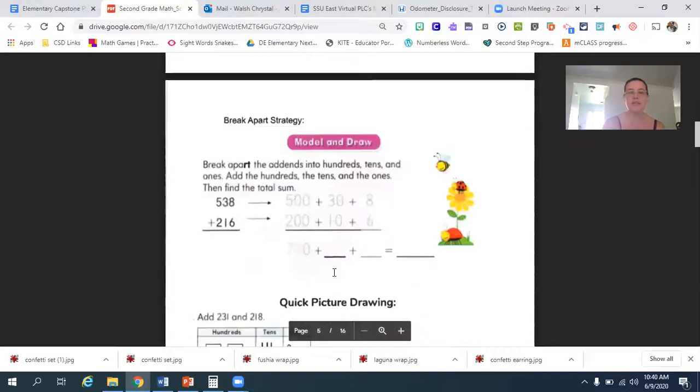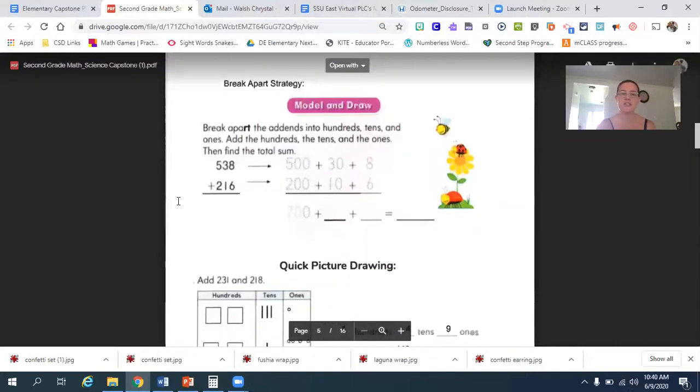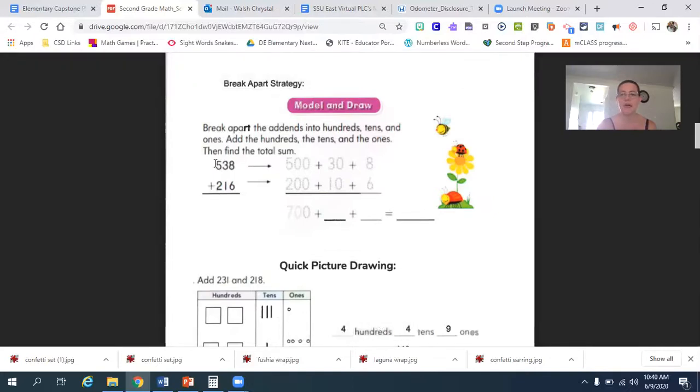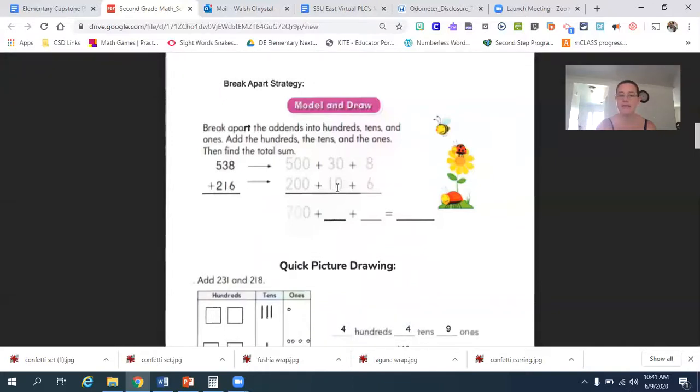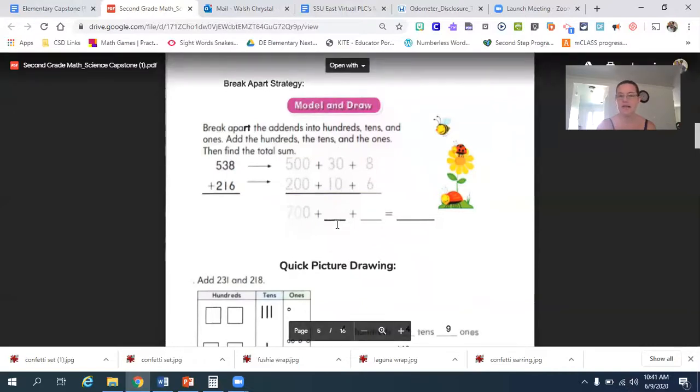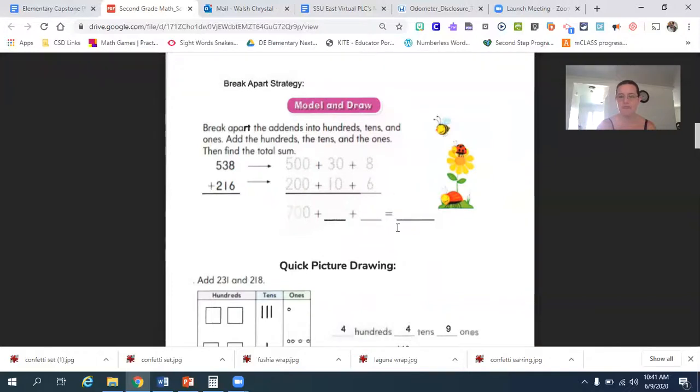Okay. So here's a model of the break apart strategy. So you're breaking apart 538 and 216. You're breaking it apart into each place value. So 538 is 500 plus 30 plus 8. 216 is 200 plus 10 plus 6. Then you can add your hundreds plus your tens plus your ones, and then add them all together and you'll get your final sum, all right?